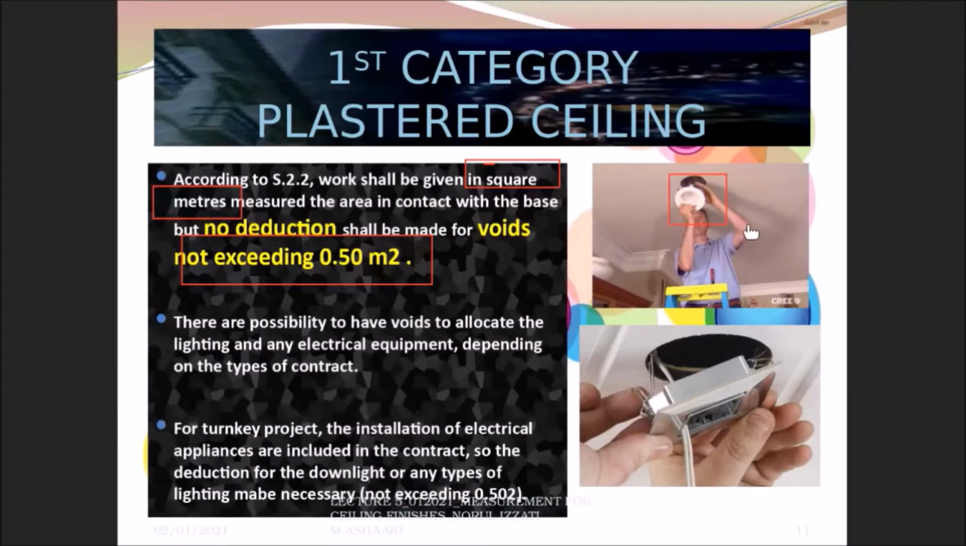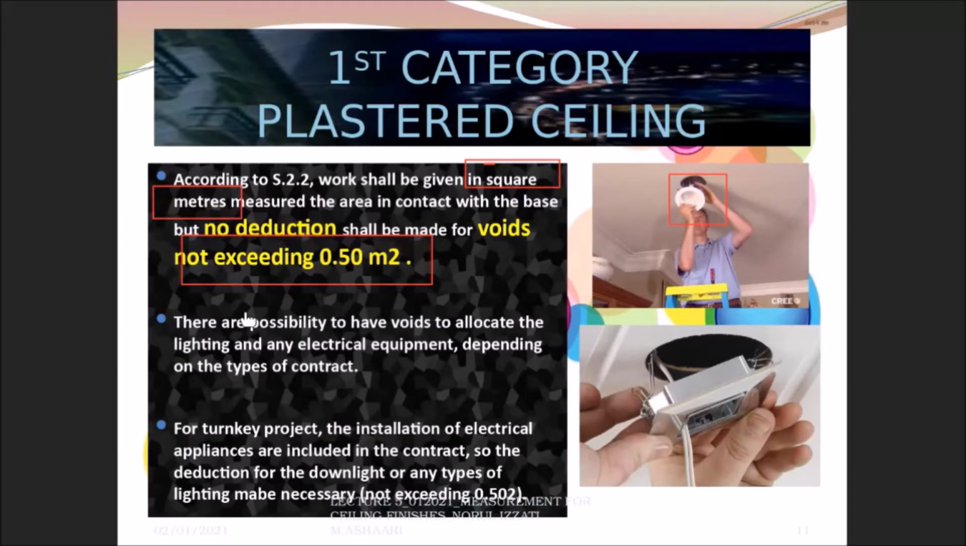Anyone can answer? Chua Jinyi is not here. Chia Zian, what is the name of this component? Chia Zian, what is this? Okay, thank you. This is downlight.